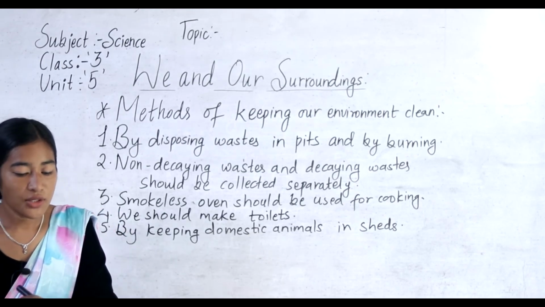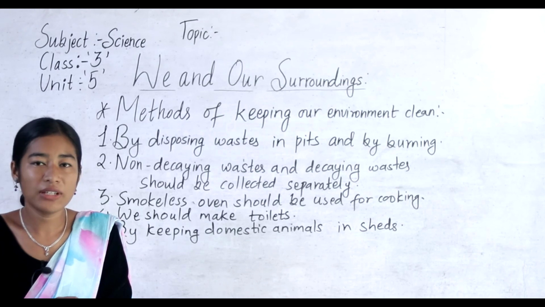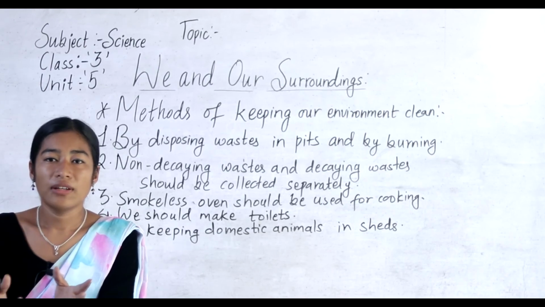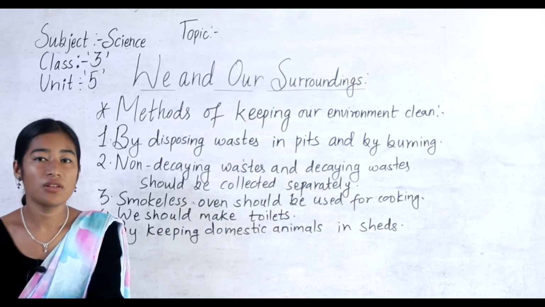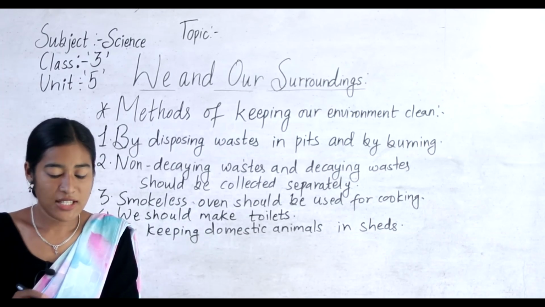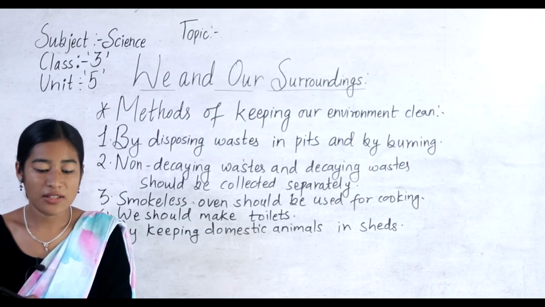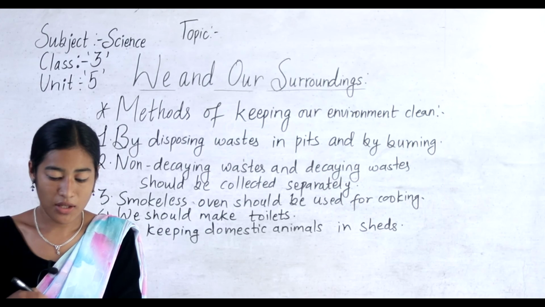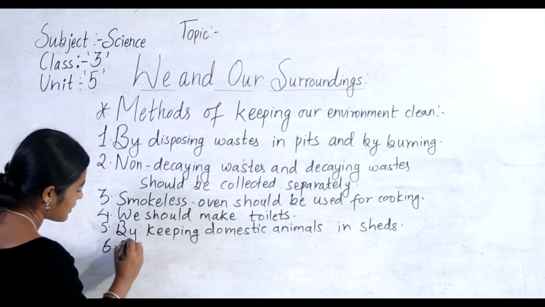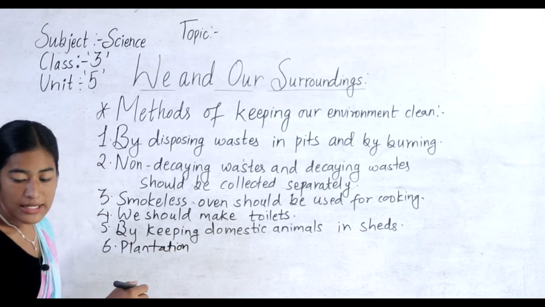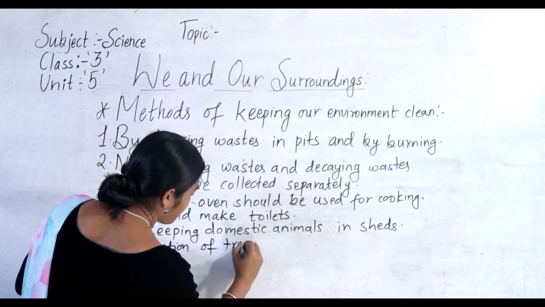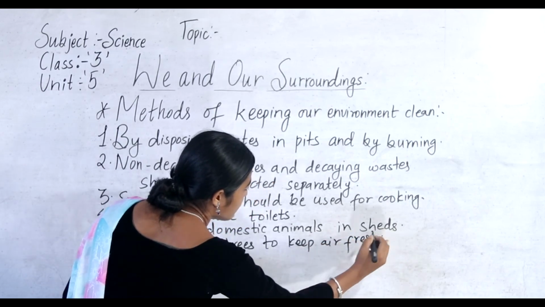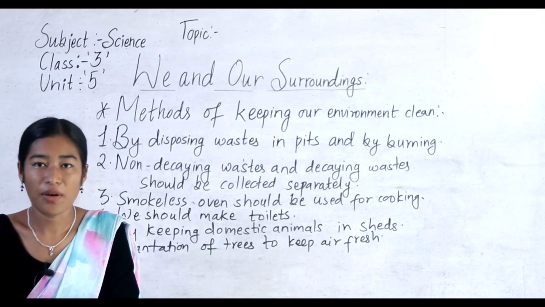Then the next point is dirty water coming out of the bathroom and kitchen should be drained properly into a safe place. We should not throw it into the river. As well, the main method of keeping our surrounding clean is plantation. We should plant trees near our houses, then it will keep the air clean. So the sixth point is plantation of trees to keep air fresh. We should plant trees, then only our environment will be free from pollution.